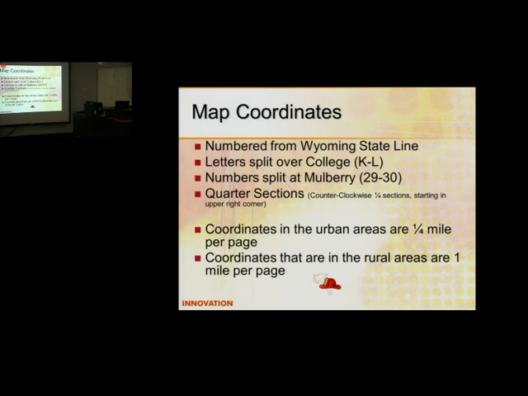So if you go into a rural area, 7's area, a little bit of 8's area that's left, you will get a map page that is the full page. It'll just say 35Q in the corner.